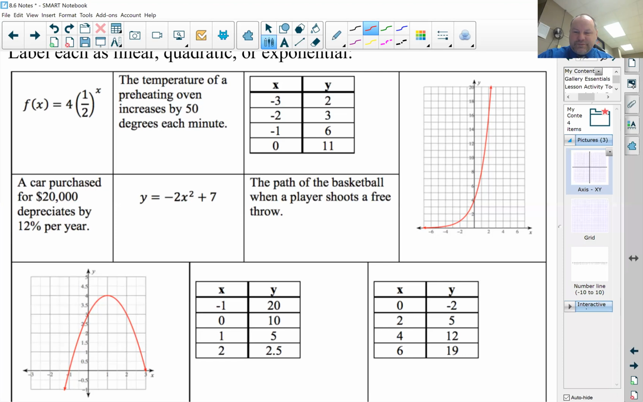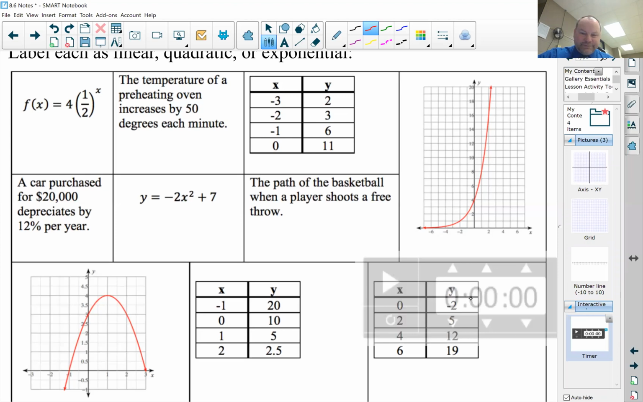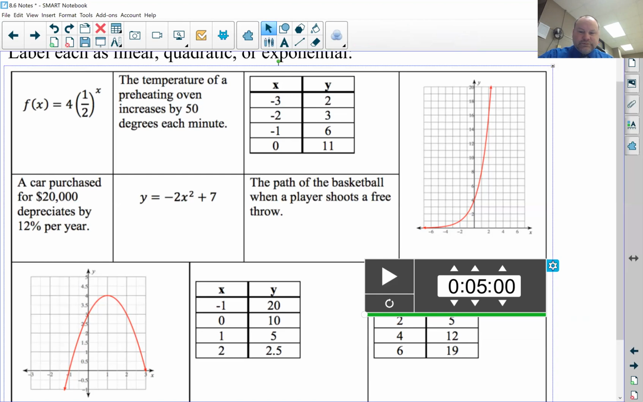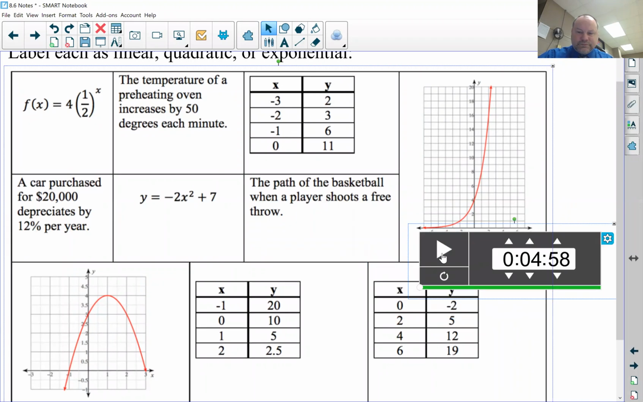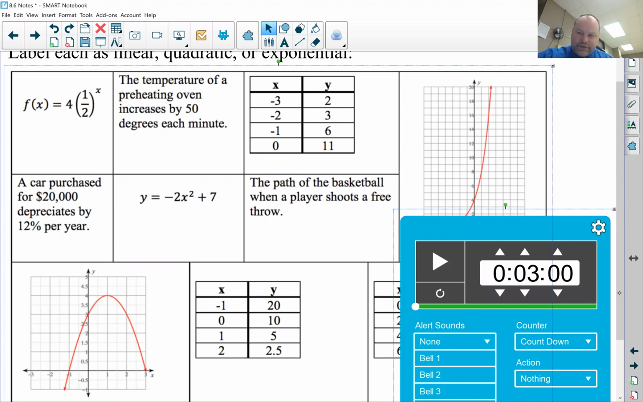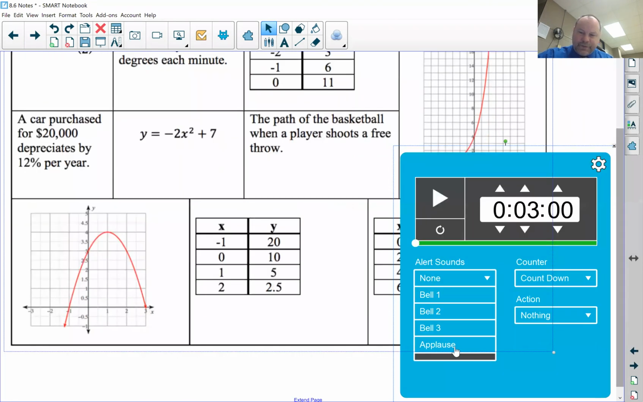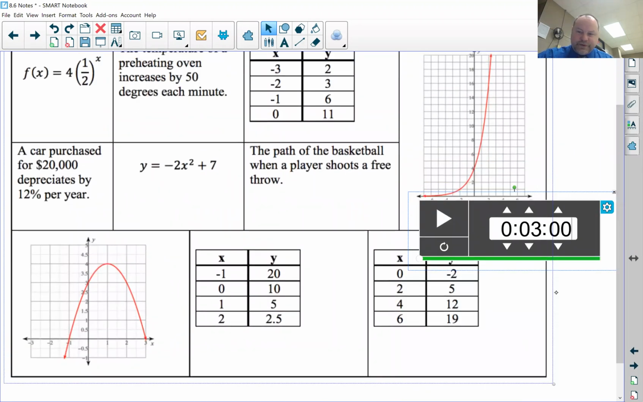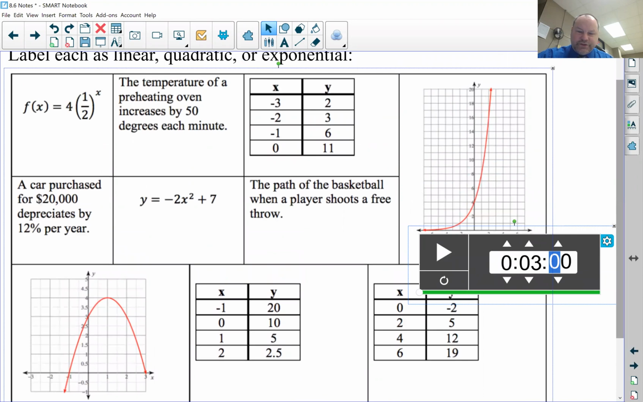So I will set a timer for 3 minutes. I'll make sure it's out of the way. And then I will stop talking and let you go ahead and work.